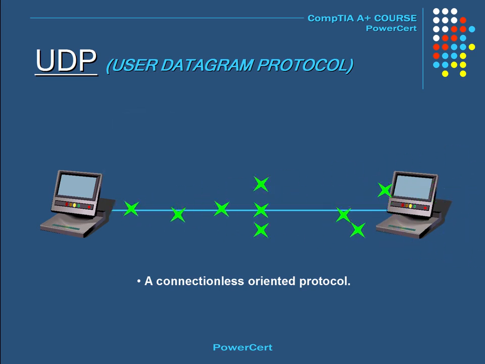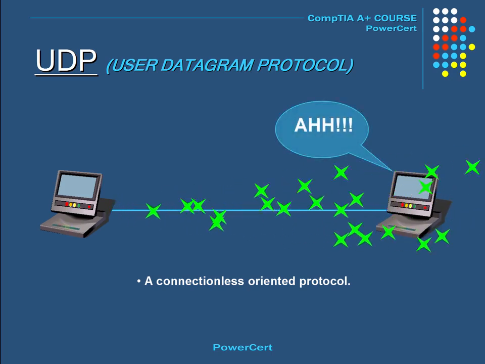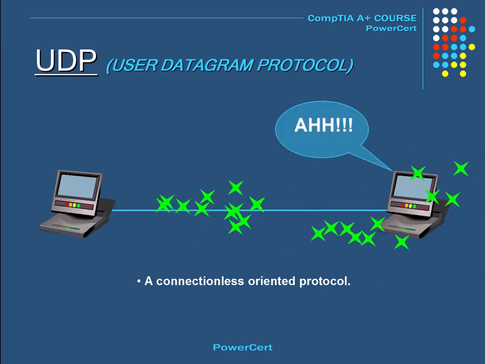Another point to remember is that because of the less overhead that's involved of not guaranteeing data delivery, UDP is faster than TCP.